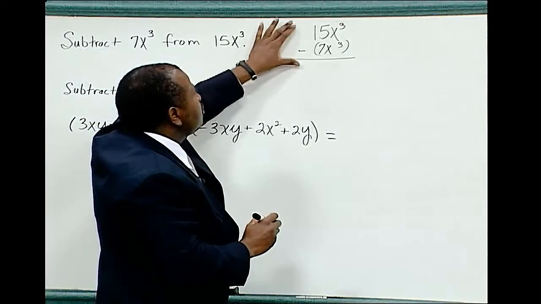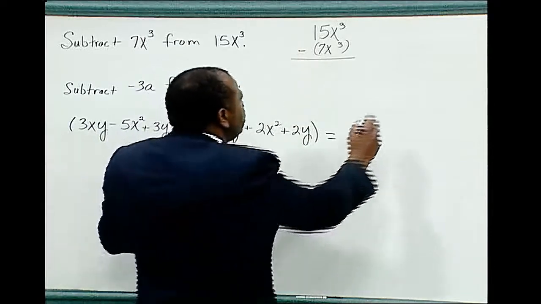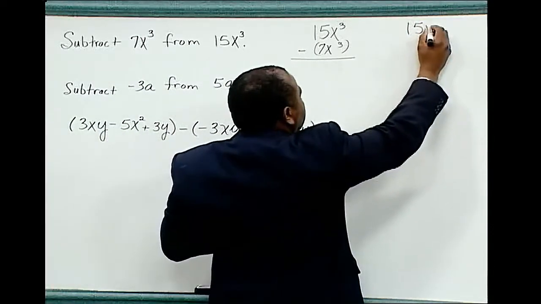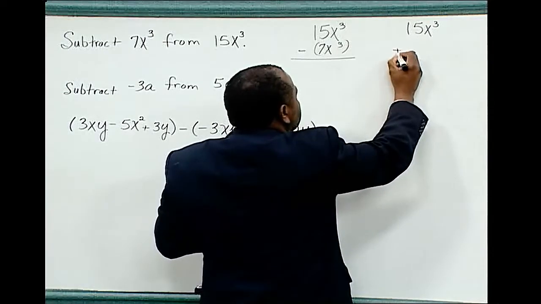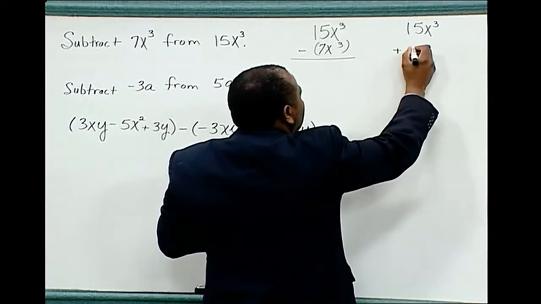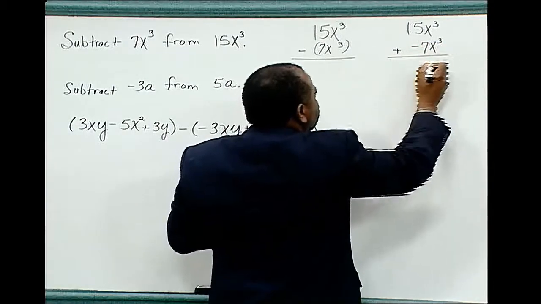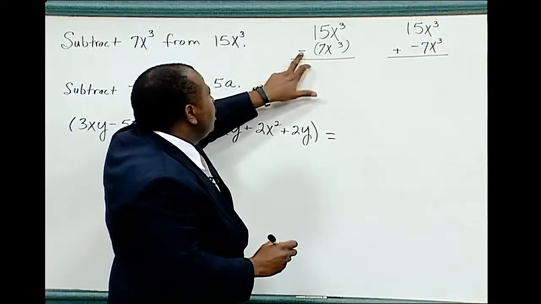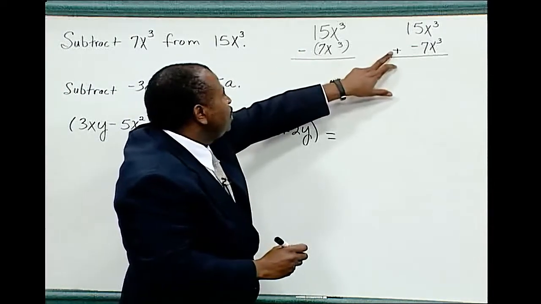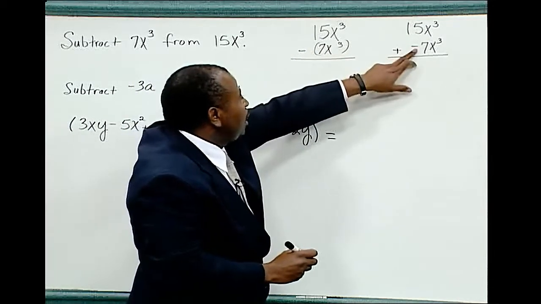Now we're going to change subtraction to addition and use the rule for addition. 15x to the third power plus a negative 7x to the third power. As you would probably notice, this sign has been changed from a minus to a plus, and this positive has been changed to a negative.